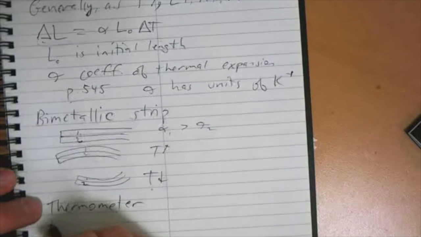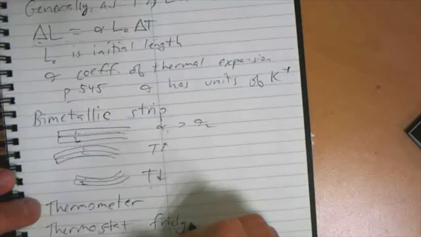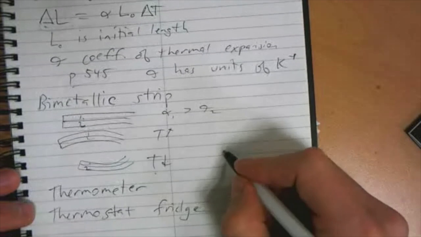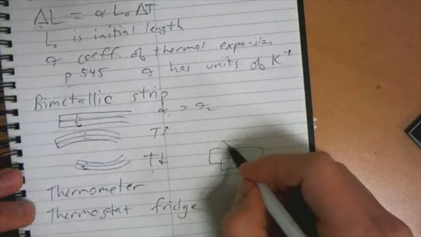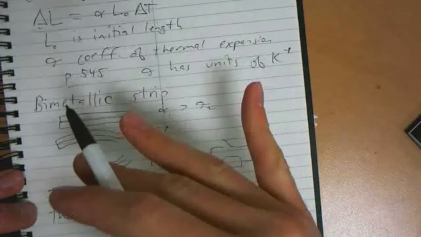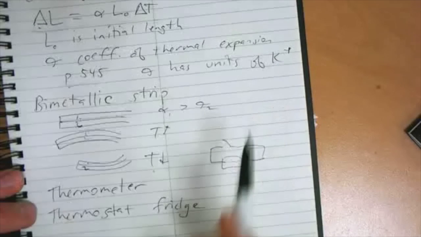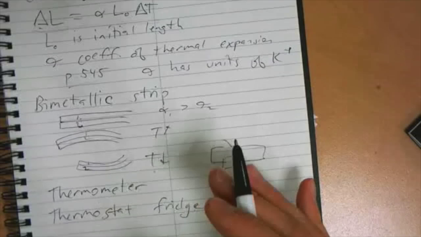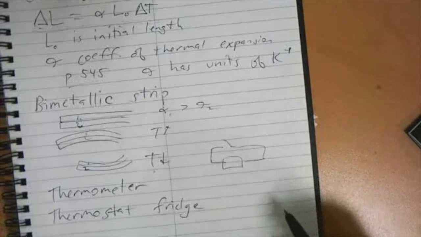A more common usage of this is a fridge, so that there's this strip that acts as a switch in the circuit, whatever the heating circuit is. As it gets hotter, for example, it curves to close the circuit, and then as it gets colder, it curves to open the circuit. When the circuit is closed, the fridge is working and cooling stuff, and then once it reaches the appropriate temperature, the strip will bend and open the circuit again to turn the fridge off.